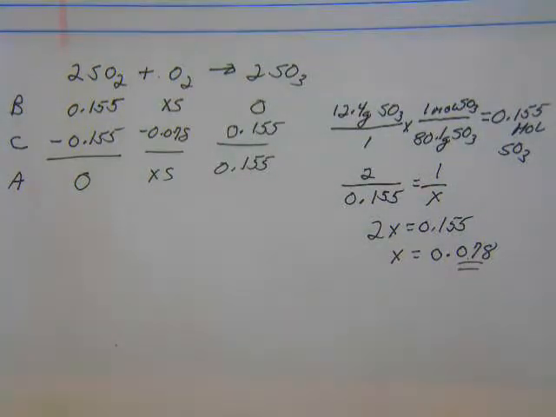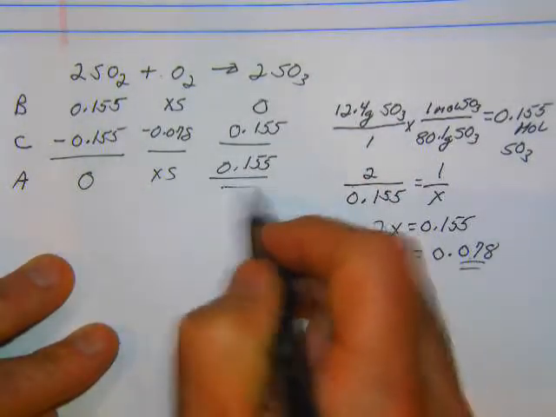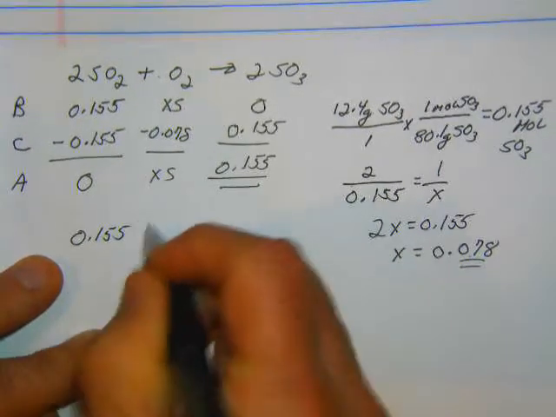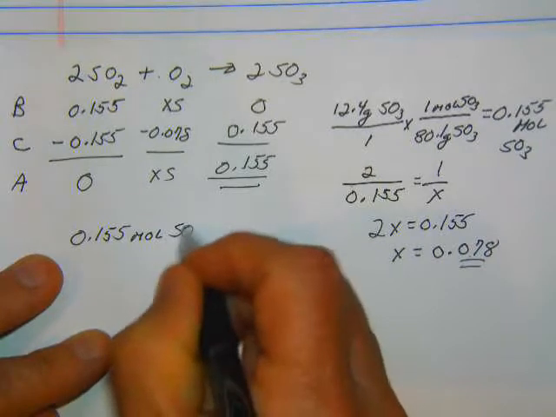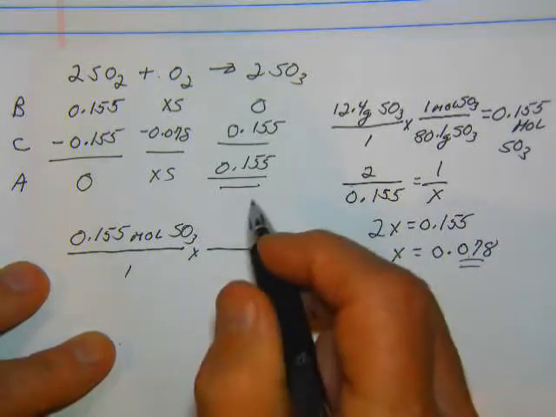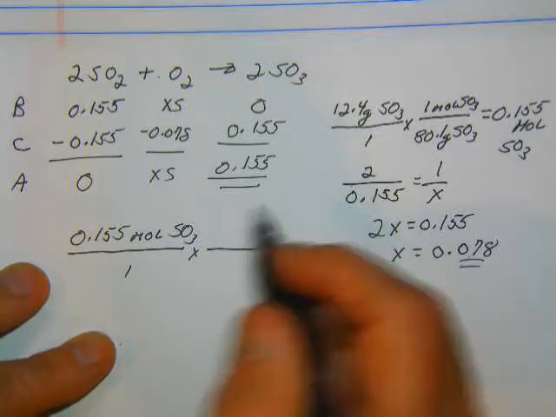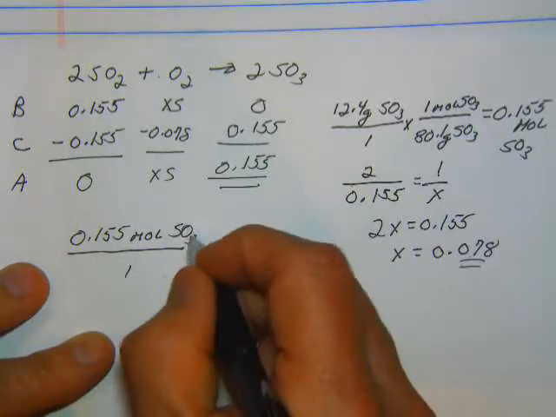So we want to know how much sulfur trioxide is formed here. We want to know the grams. Now we've got the moles: 0.155 moles of SO3 is formed. And we need to get the molecular mass. Oh, excuse me. We want the mass of SO2 here. My fault. We want to know what mass of SO2 is used up, so let's just change that to a 2.